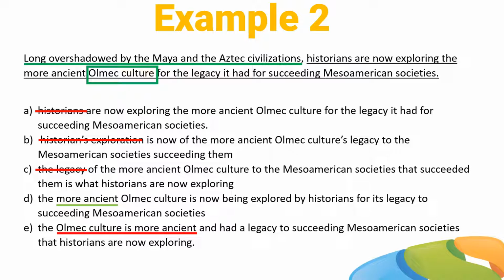Plus, D uses a sentence structure we like a lot. We get the subject followed by the verb. Olmec culture is now being explored. We love that. See how E handles the same thing. It has historians are now exploring. So somehow the subject is now historians, but we really want to talk about Olmec culture. So D is better, first of all, because we need more ancient before Olmec culture, and also we're highly attracted to Olmec culture is now being explored. So for us, D is correct. All right, well done.